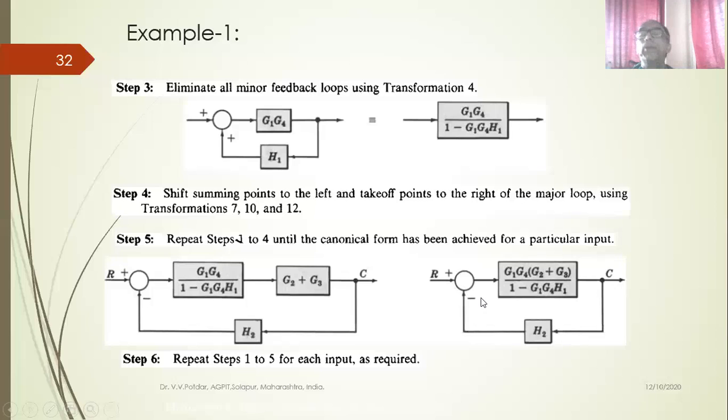If in the same problem it is asked to find the transfer function C by R, what do I need to do? I need to remove this feedback loop also. So what is the rule for that? C by R will be equal to, in the numerator, the forward block element, this entire block. And in the denominator, 1 plus, because negative feedback is there, this forward block multiplied by this feedback block H2. So C by R will be this block divided by 1 plus this into this. That will be the C by R transfer function. I think we'll stop for this lecture, friends.